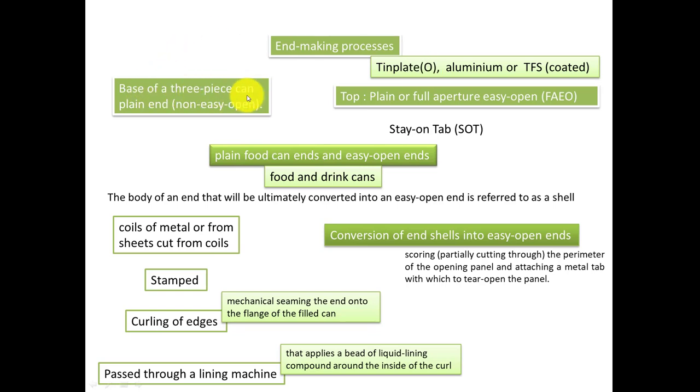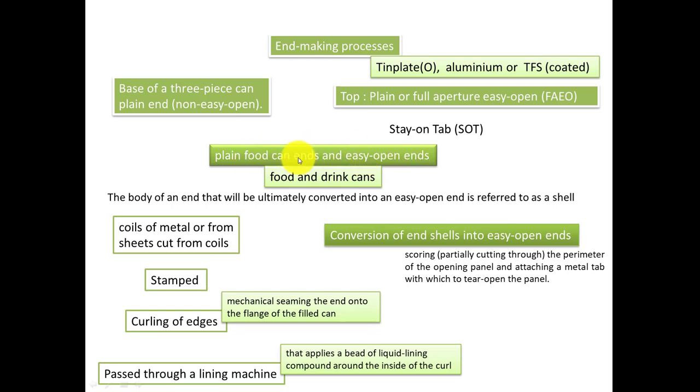Base of a three-piece can, plain end. There are two types of end in the can. One is the non-easy open end and another is the easy open end. As I said, non-easy open ends means we need a tool to open it, and easy open end means that we can open it easily, as you might have seen in the case of a beer can. The plain food can ends, so this plain food can is the base can and easy open.